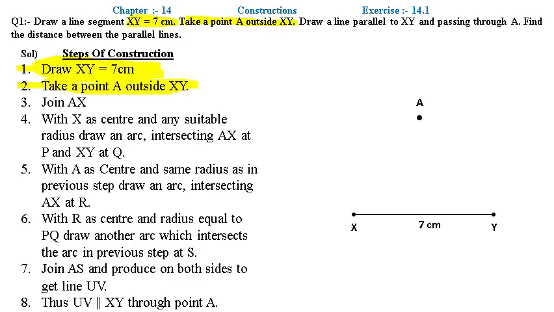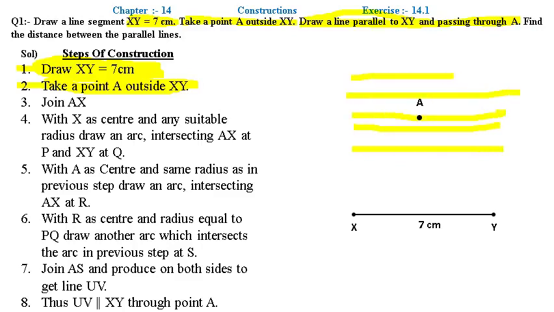Now let's move on to the next part of the question. It says draw a line parallel to XY and passing through A. Now this is actually the core of our question, the most important part. We have to draw a line that should be parallel to XY and that should also pass through point A. We can draw several lines which will be parallel to the line XY.